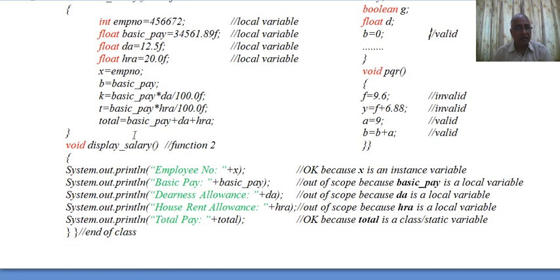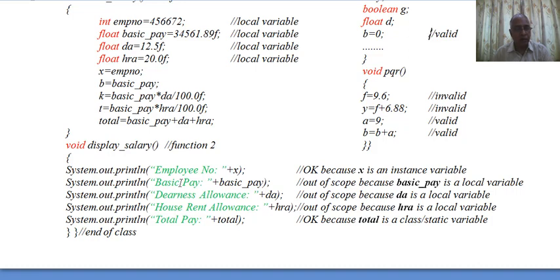Now we come to the next function, which is to display the salary. Since the salary has been calculated in the previous function, another function is to display the salary. In this we say system out println employee number x. Now this is okay because x is an instance variable, so x can be used in this function. However, it has not been declared in this function, but since it is in the class, or it is an instance variable, it can be used.